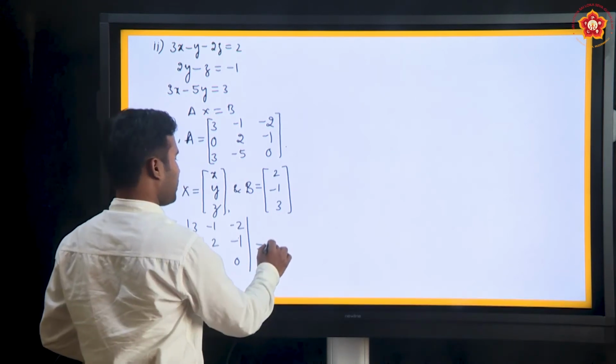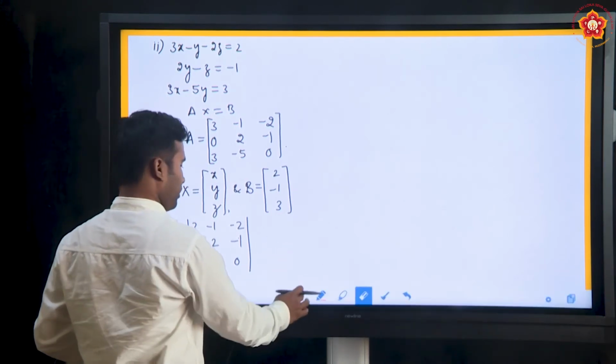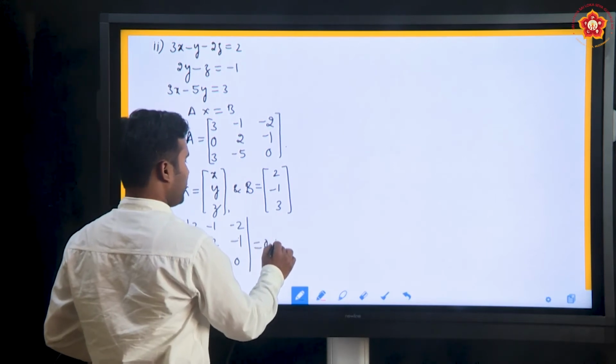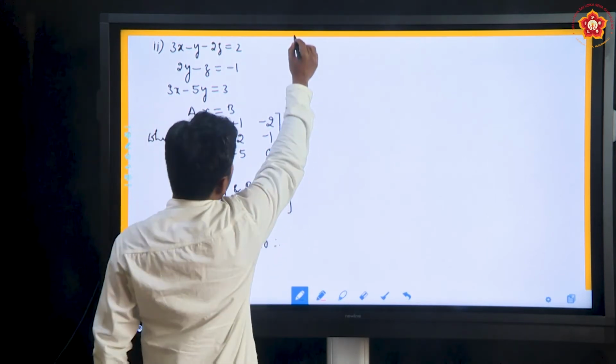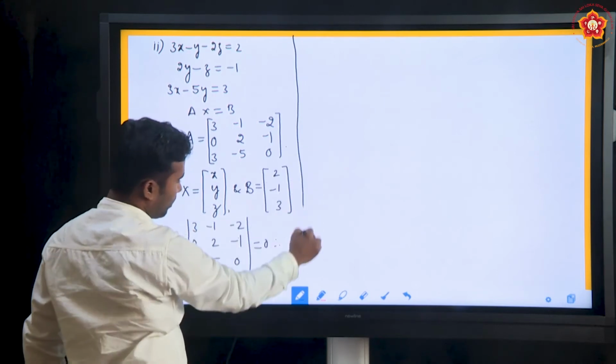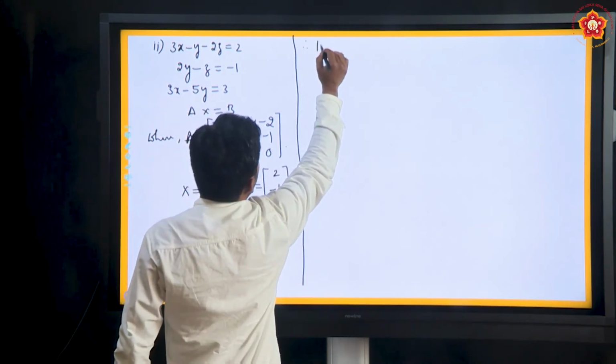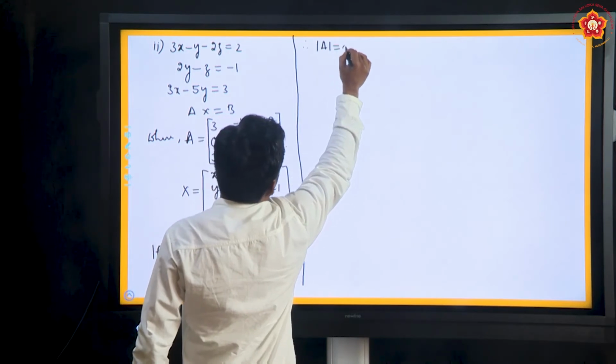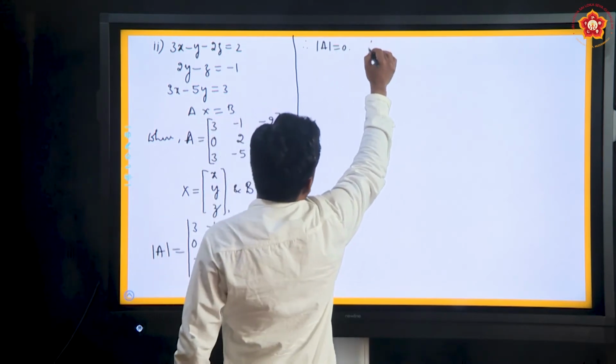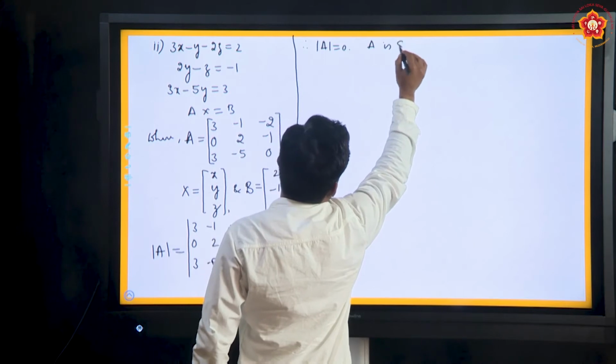So, what is the determinant now? 0. Therefore, A is what? Singular. Therefore, determinant of A is equal to 0. A is a singular matrix.